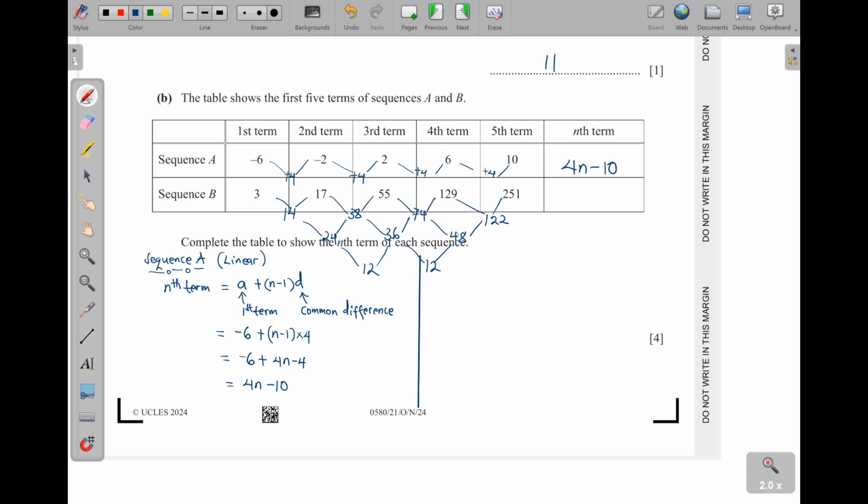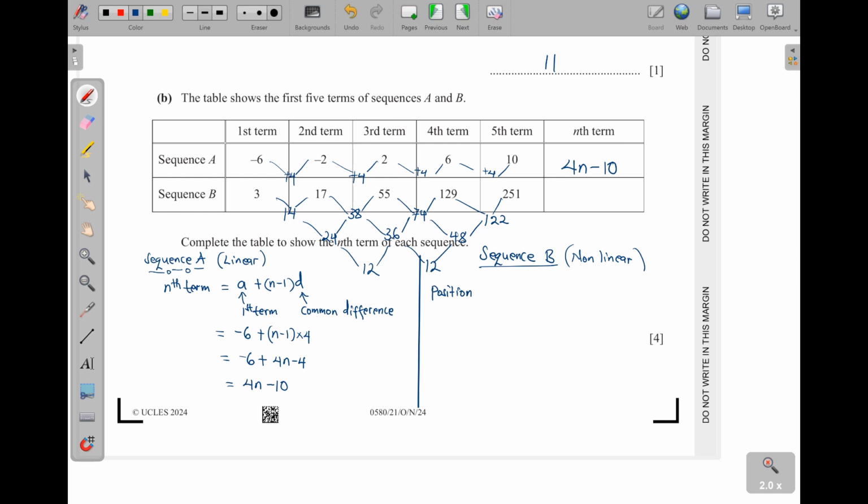Because it is a cubic sequence, let me write something here. This is sequence B, and it is nonlinear. Why is it nonlinear? Because we didn't get the common difference on the first difference, like we did for the first sequence. So now let's look at the positions.